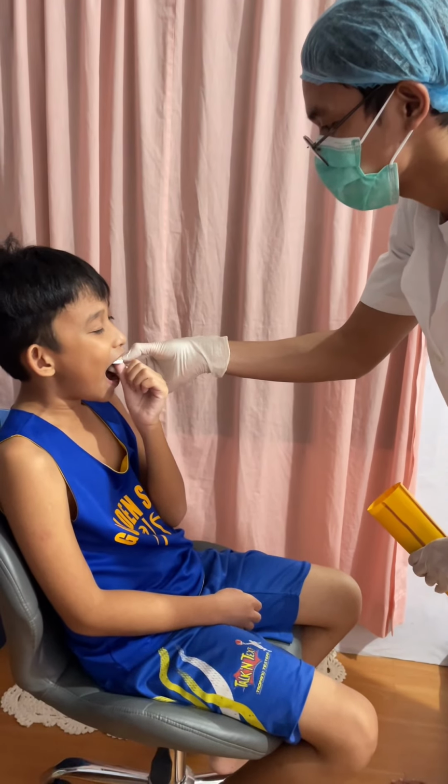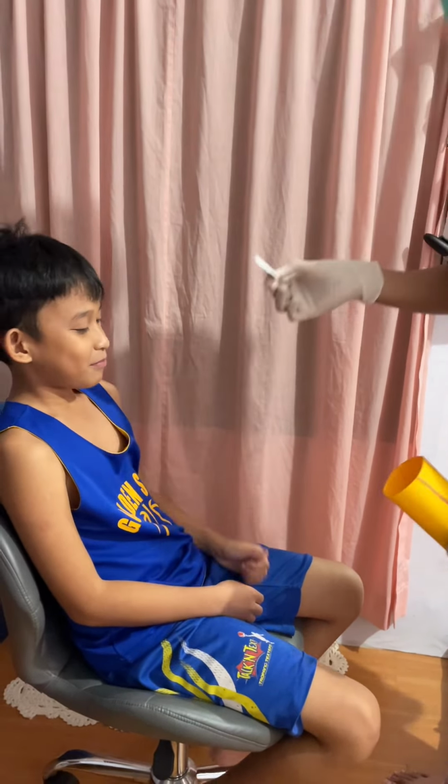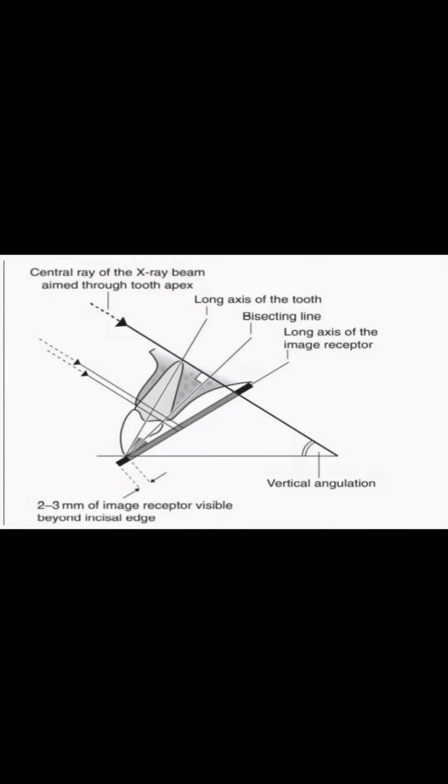This right here is what we call the bisecting technique, in which the angle between the long axis of the tooth and the image receptor is bisected. The X-ray beam is aimed at right angles to this line.